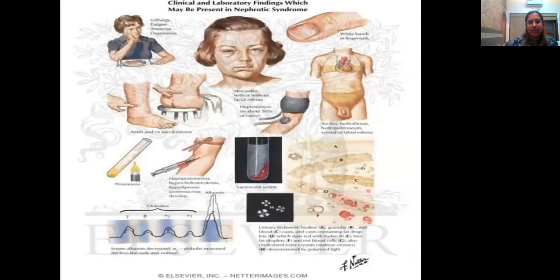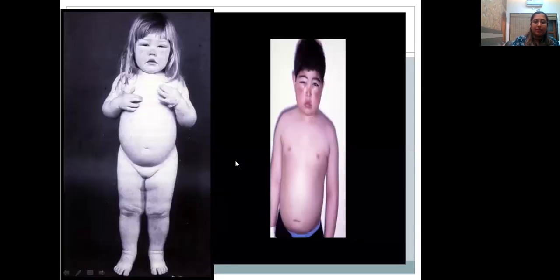So these are the clinical features where there will be periorbital edema or facial edema. Along with that, anasarca might be present. There could be pleural effusion as well, ascites, and scrotal edema can be present. Then white bands in fingernails. Also, there will be hypertension. ESR will increase. Then hypocomplementemia might be present. Blood tests, hypoproteinemia might be present.